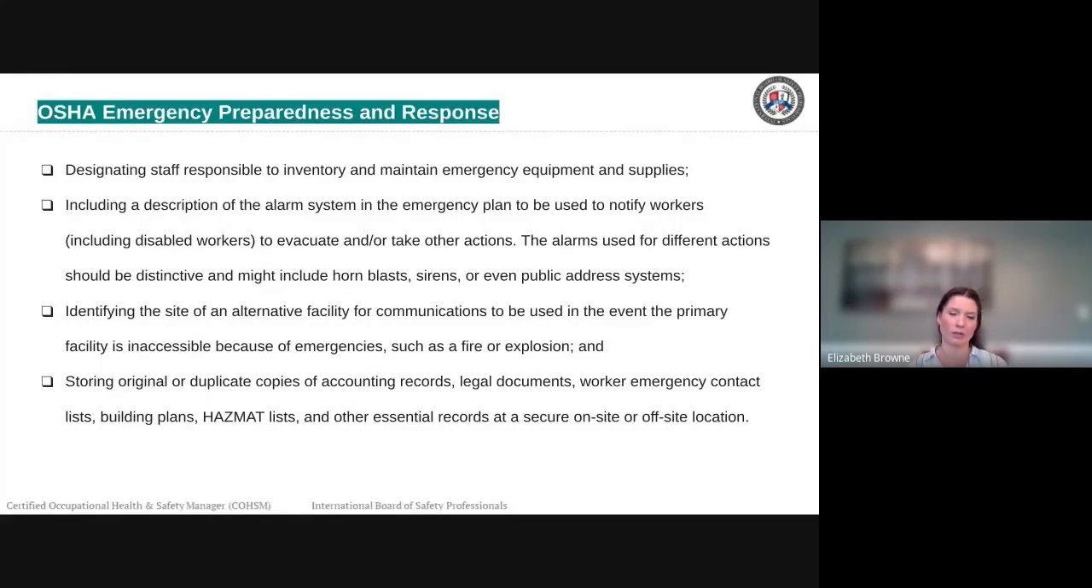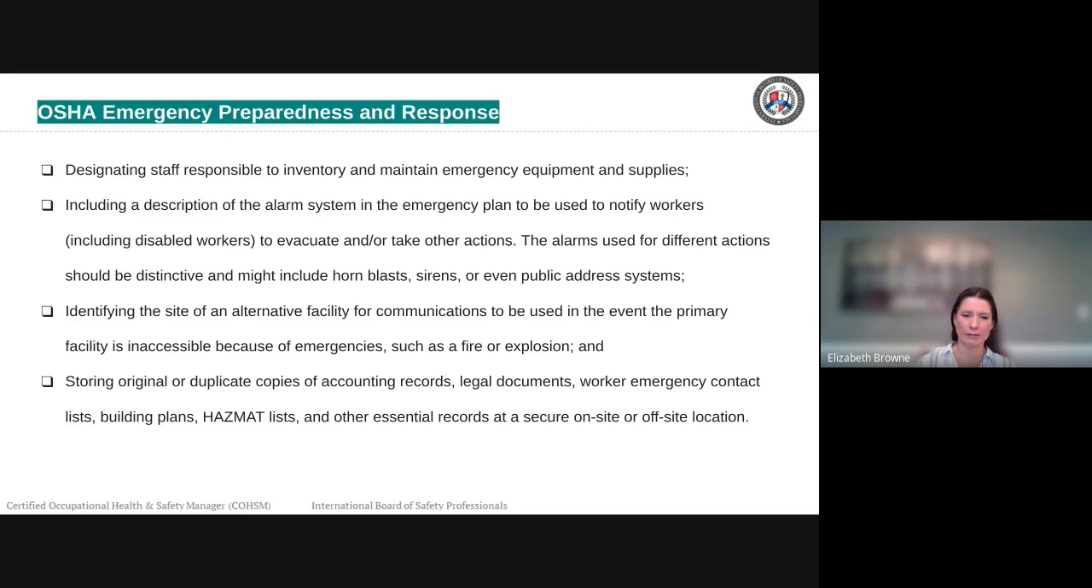Include a description of how the alarm system is going to be used to notify workers, including disabled workers. Those that may be hearing impaired, having flashing lights, or those that may be vision impaired, having audible warning signs or a siren that alerts employees. The alarm itself might have 3 short blasts to indicate a fire, but 1 long continuous bell to indicate a shelter-in-place severe weather situation. All of this must be communicated effectively through training to employees, so they know and understand what the alarm system is and what they should do based on the different distinctive sounds.